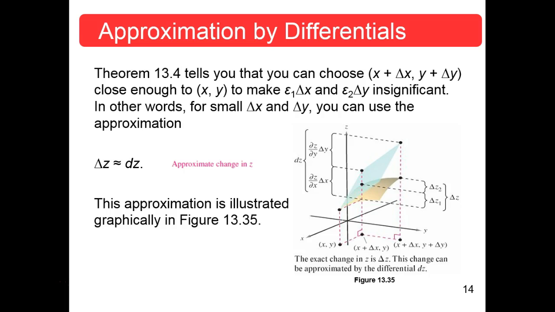The tannish kind of curved shape here is our function z, I'm pretty sure.